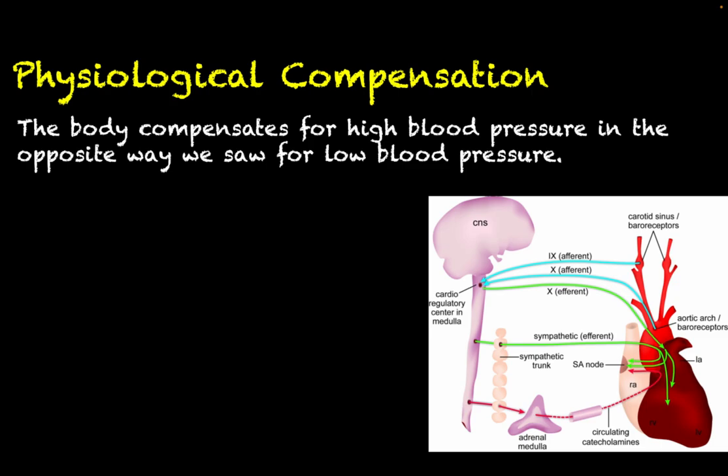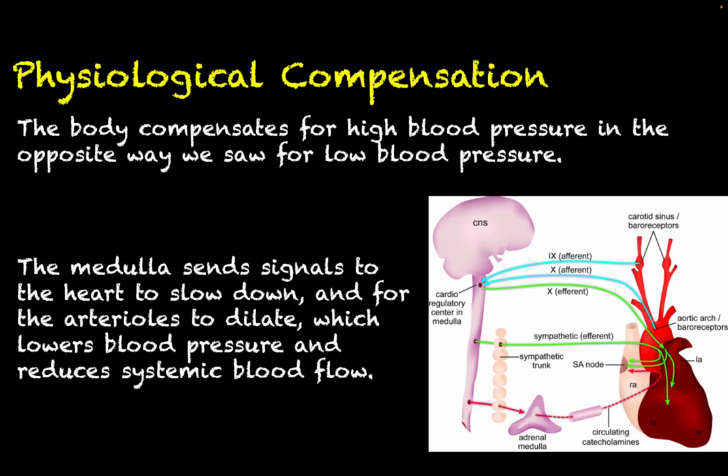Now, certainly we can have physiological compensation in much the same way that we did for pulling positive Gs. So if you're pulling negative Gs, the blood pressure in your brain and in your eyes is actually too high as opposed to too low for positive Gs. So the body will compensate for high blood pressure in very much the same way that we saw for low blood pressure, just the opposite way.